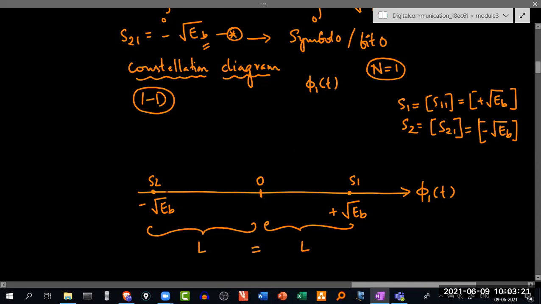So what do we call this diagram? Constellation diagram. We call this diagram a constellation diagram because it has all the message signals in its Euclidean space. And this constellation diagram is important. Why is it important? Because from this constellation diagram, I can calculate something called the probability of error.